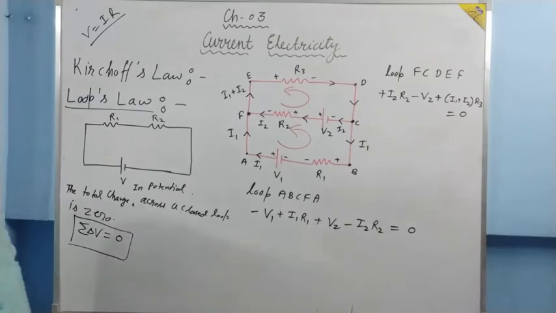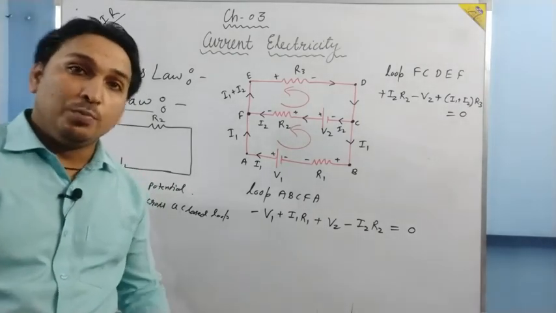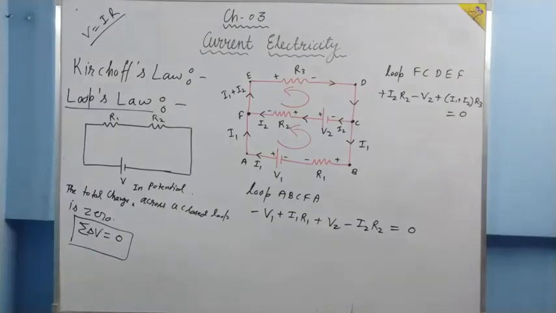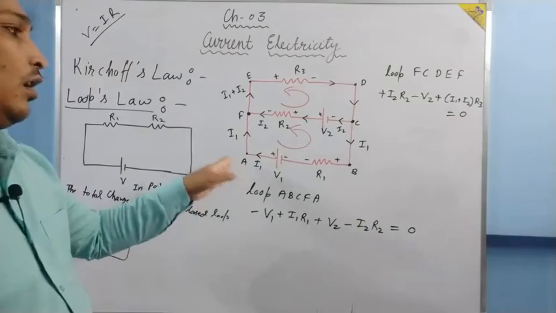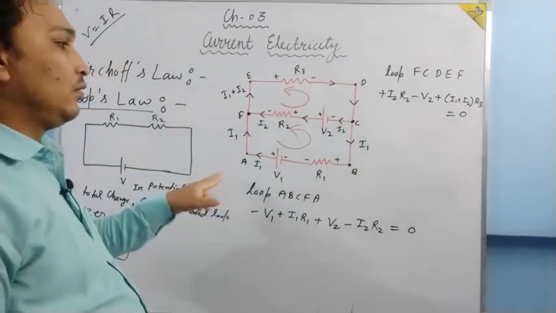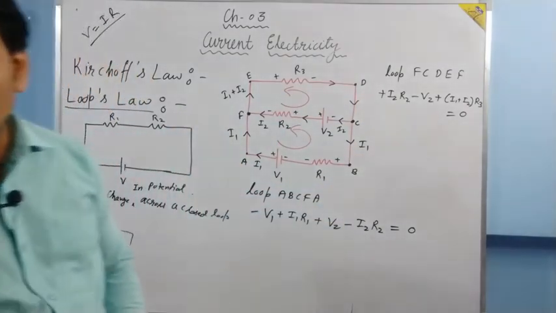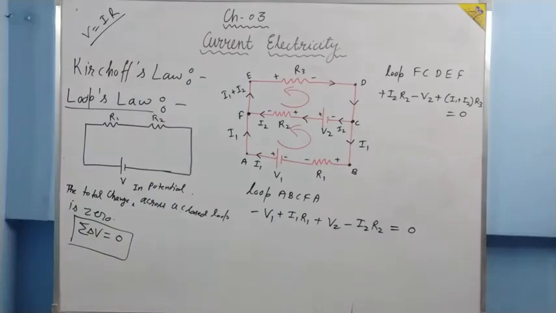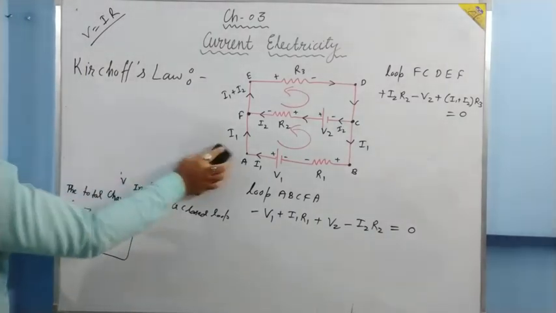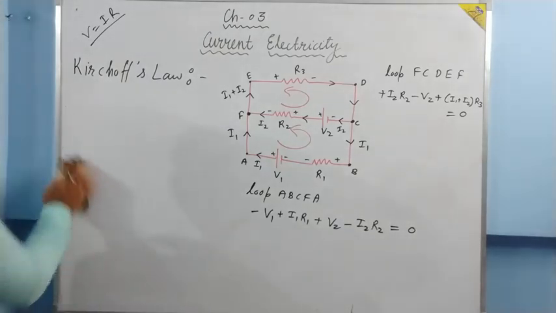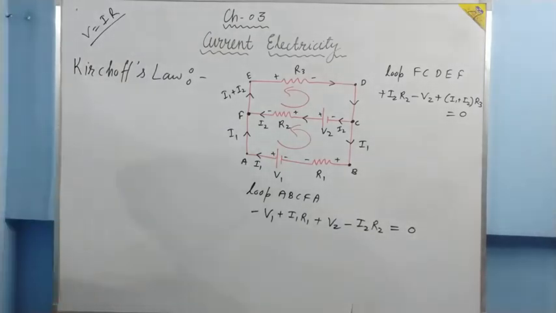Is it clear? According to some students, one more loop is possible, and that loop is A, B, D, E, A, the outer one. So that is also a closed path, and we can apply the loop law on that also. Let us apply it so that we can understand something new.